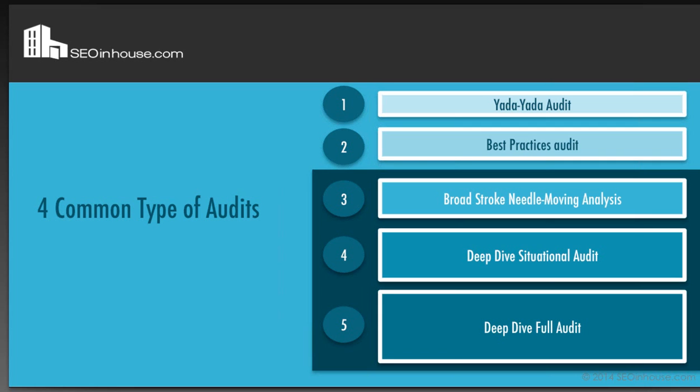But if you need a little more than just the needle moving analysis, you have very specific things that you want to look at. Sometimes a client will have us do situation based audits. So as an example, we had a client who had traffic that was really high, and then it would drop for 3 months or 4 months, and then it would come back. And it was like this for 2 years, and they didn't know what to do with it.